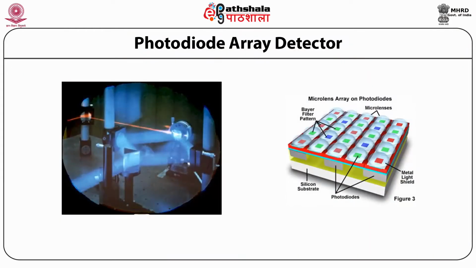Now let us see how the photodiode array detector is different from the UV detector. Here the light is allowed to pass through the cell containing the mobile phase continuously running, and it is refracted into different wavelengths by the grating, and the different wavelengths are allowed to fall on an array of photodiodes.